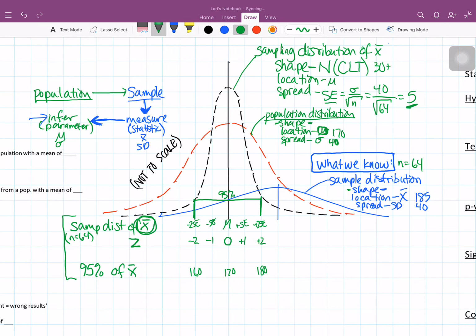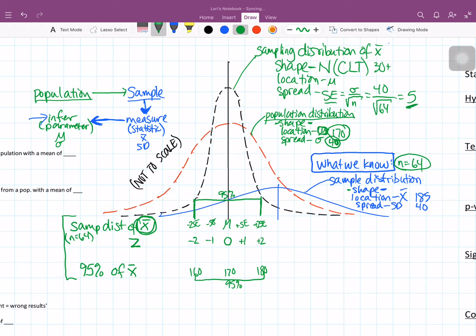So we know that 95% of the time, if we were to draw from this hypothetical population distribution with a mean of 170 and a standard deviation of 40, and draw samples of 64 over and over and over again, 95% of those x bars would be between 160 and 180. So 95% would be here.